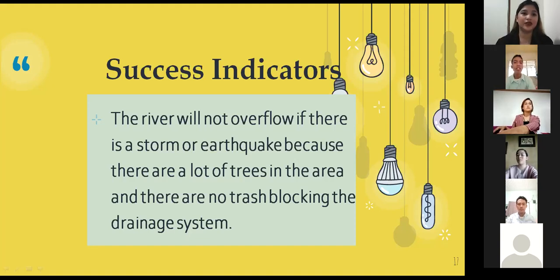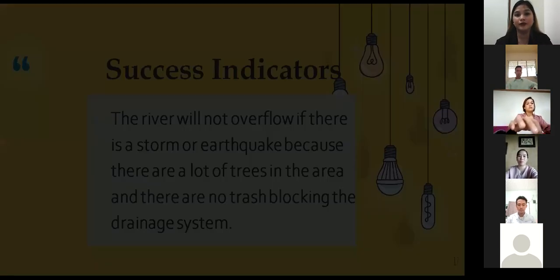Next, this is because in 10 years' time, the trees have space to grow already, so they have established their roots already. Whenever there is a heavy rain, they can absorb the water, and the water from the rain will just flow freely on the river because there is no trash blocking the drainage system. That's why it will go directly to the ocean, preventing the Banica River from overflowing, just like what always happens during floods. That would be all, ma'am.